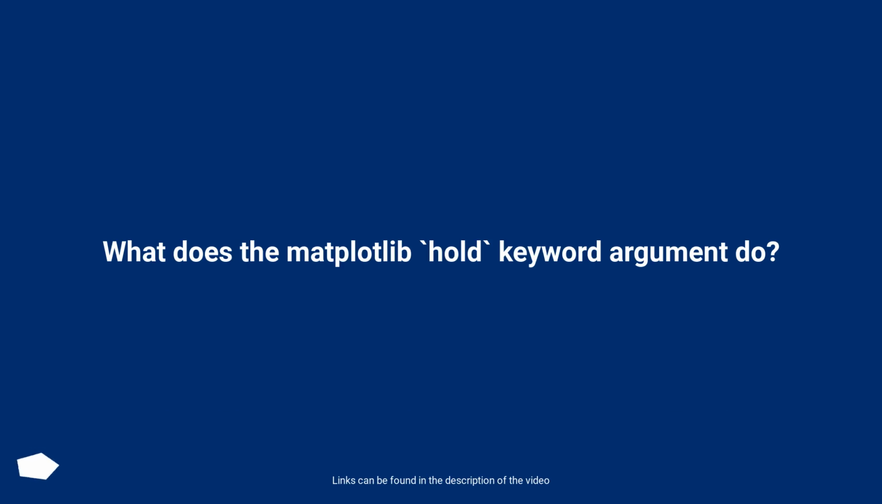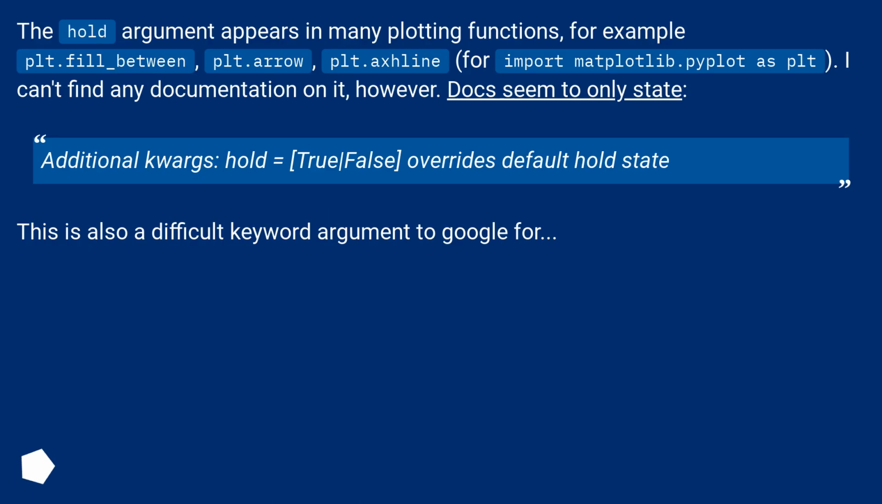What does the matplotlib hold keyword argument do? The hold argument appears in many plotting functions, for example plt.fill_between, plt.arrow, plt.axlen, for import matplotlib.pyplot as plt. I can't find any documentation on it, however.